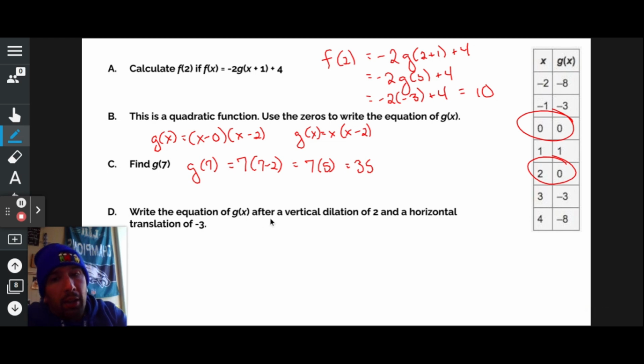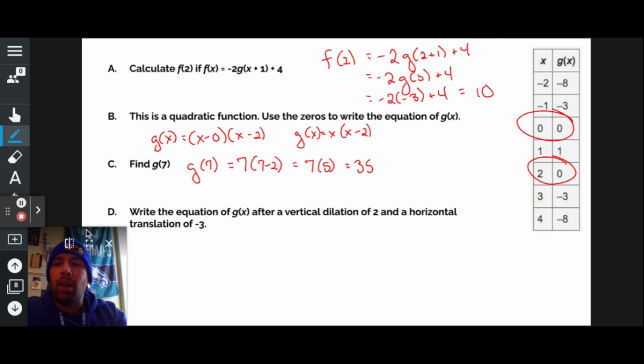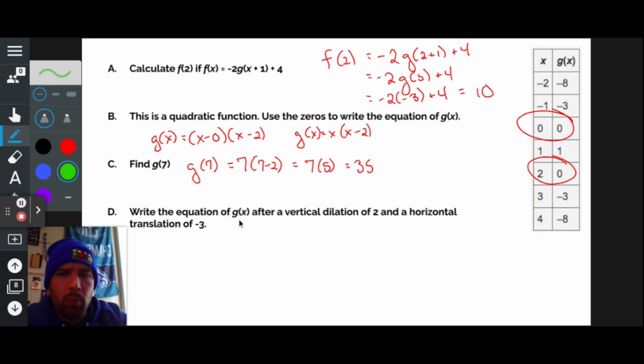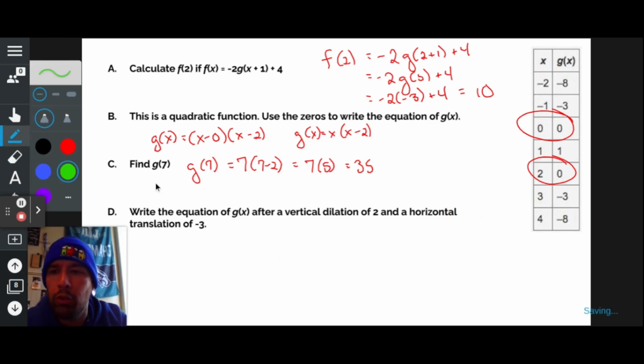Write the equation of g of x after a vertical dilation of 2 and a horizontal translation of negative 3. A vertical dilation is basically when you take something and stretch it up and down. Not to be confused with Robert Downey, Iron Man. Robert Downey Jr., I apologize. A vertical dilation is going to look like this. In this case, g of x times 3. Oh, I want a vertical dilation of 2. Looking ahead, 2 times g of x.